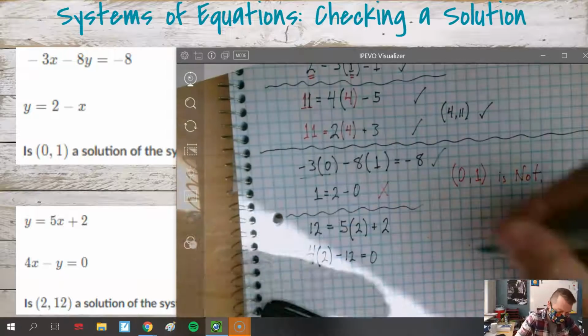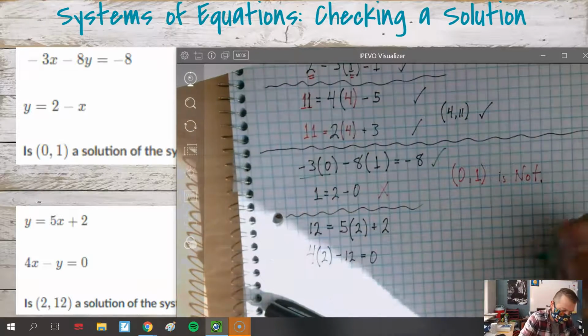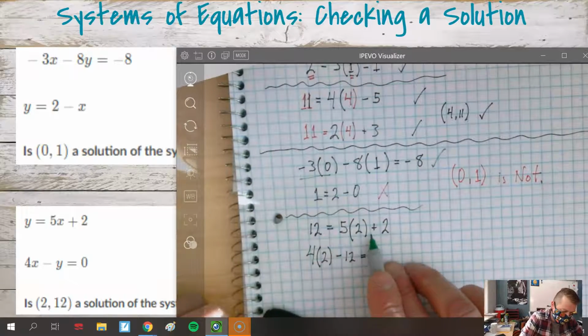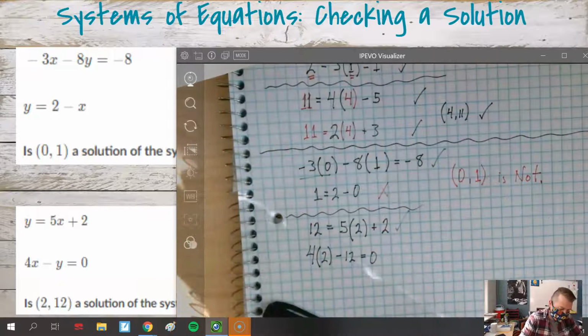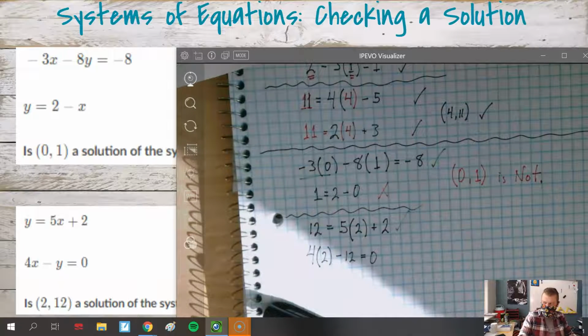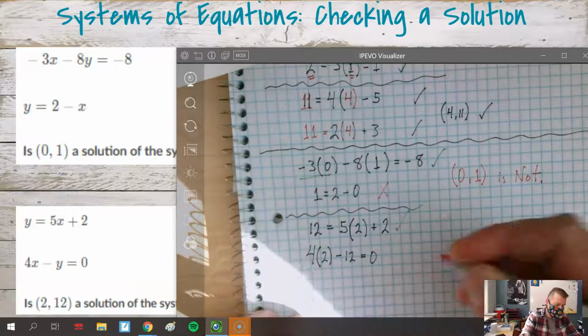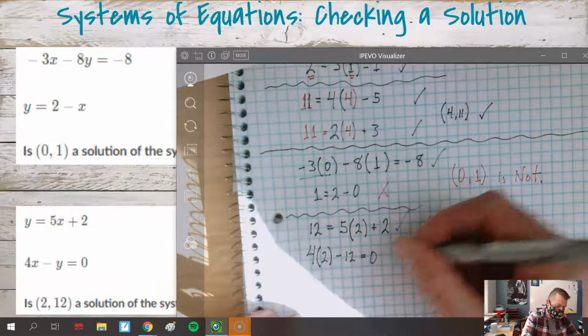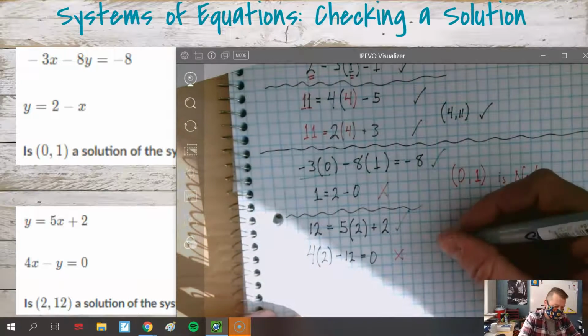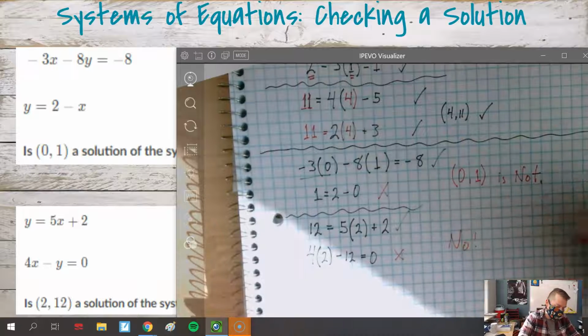Nick, what do you think? Well, the first equation does work. Okay, so that gets a nice check mark. But then the second one doesn't. What is 4 times 2? Minus 12? Minus 12 is negative. Oh no! So again, we get a big old no.